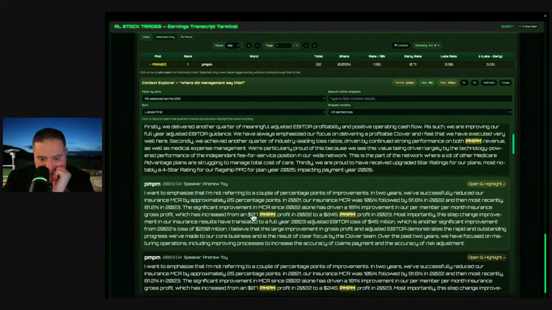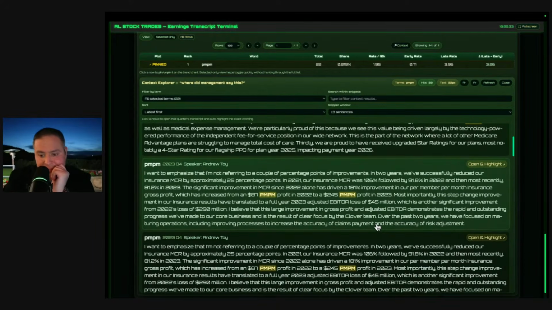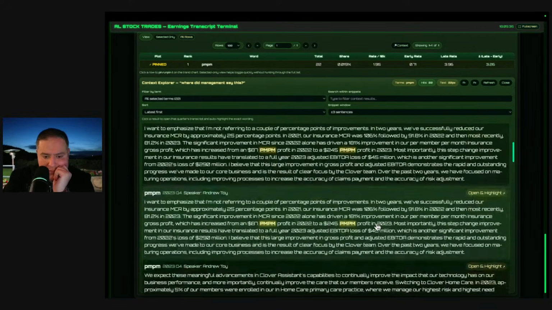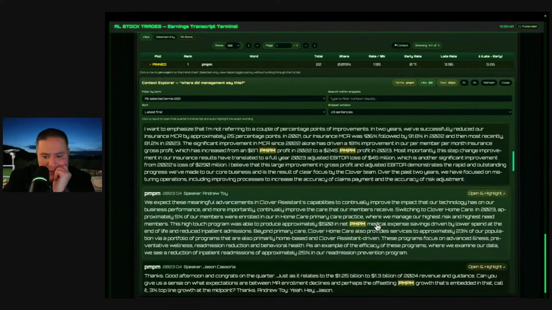Yeah, here's where they mentioned the 87 versus 245. And this is them being at an adjusted EBITDA loss of 45 million. Now, granted, this is when they still had the issue of ACO. So that's something I want to know.